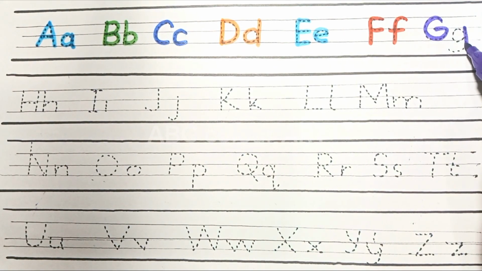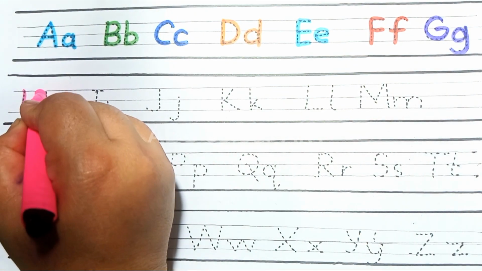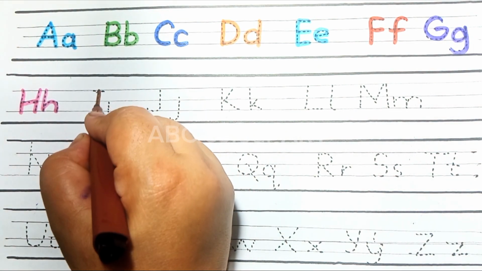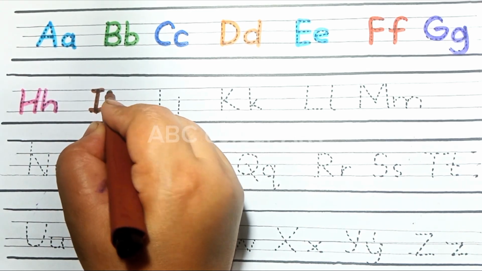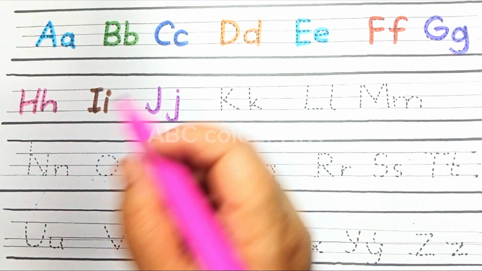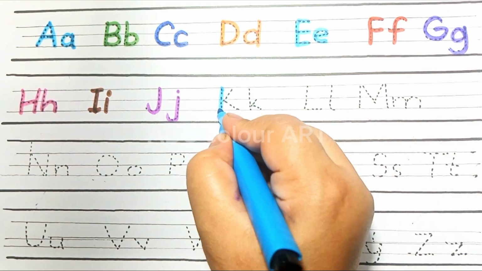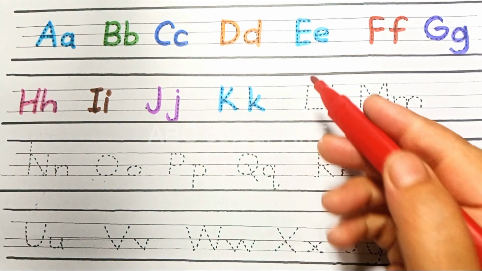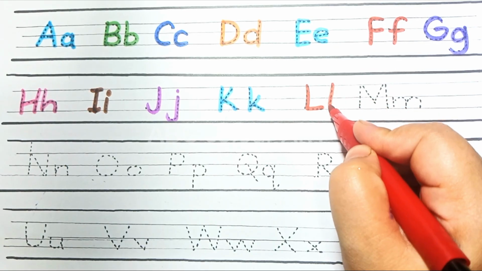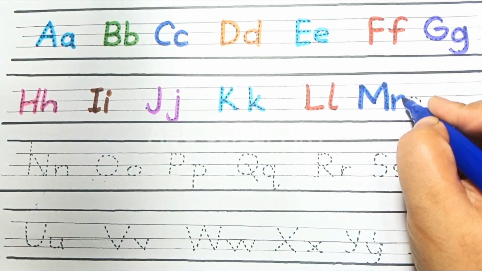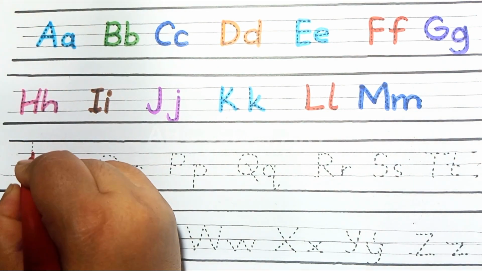G for grape, G for gorilla, H for hat, H for hen, I for ice cream, I for igloo, J for juice, J for joker, K for king, K for kite, L for lemon, L for lime, M for mango, M for monkey, N for nose.